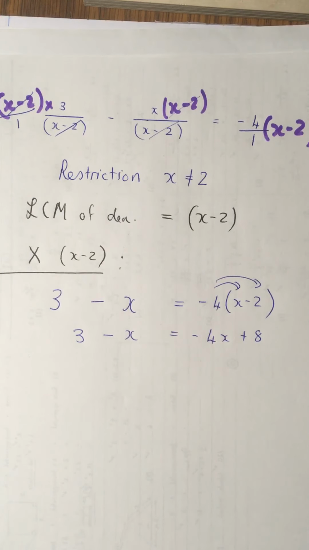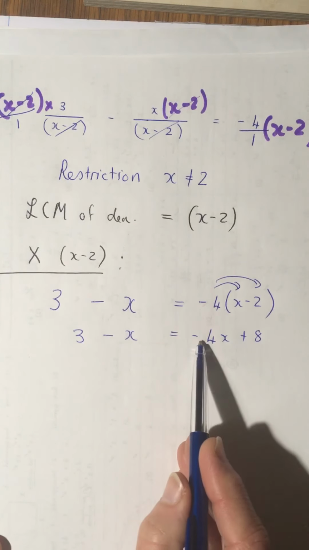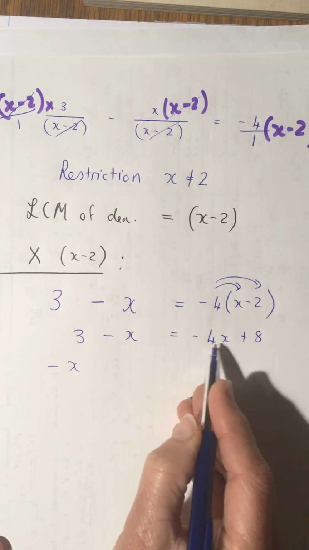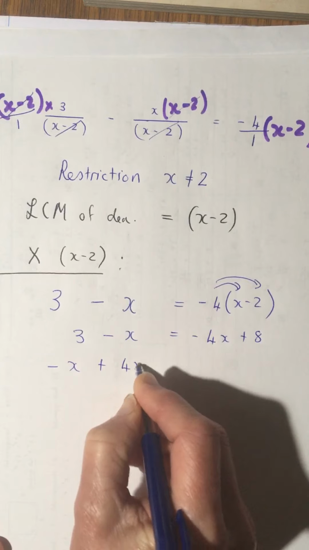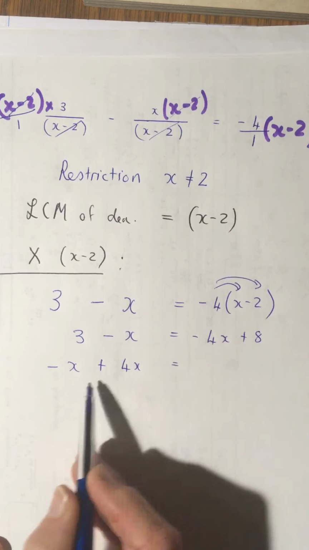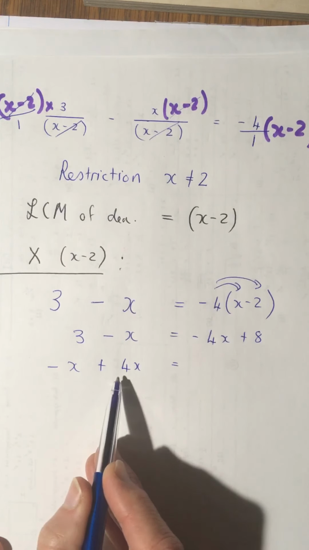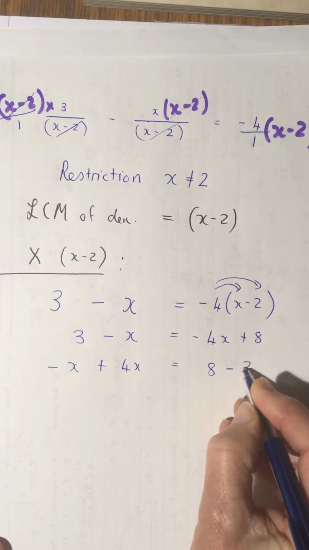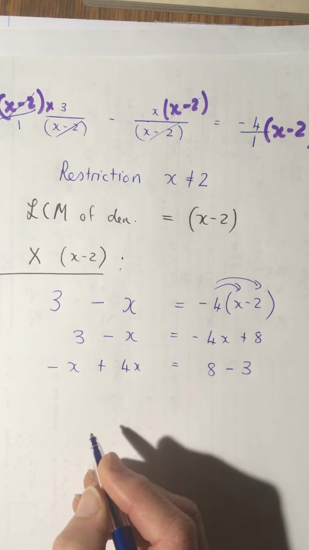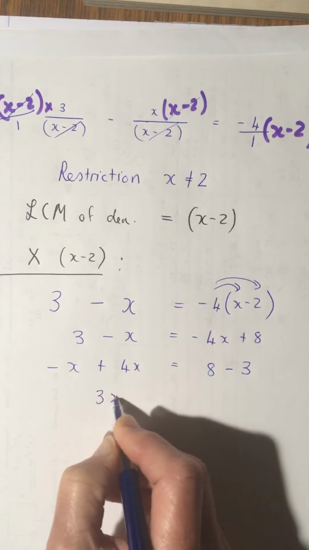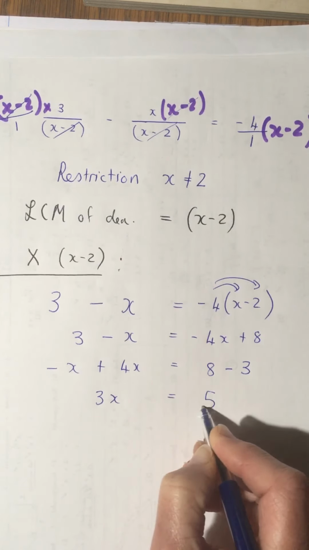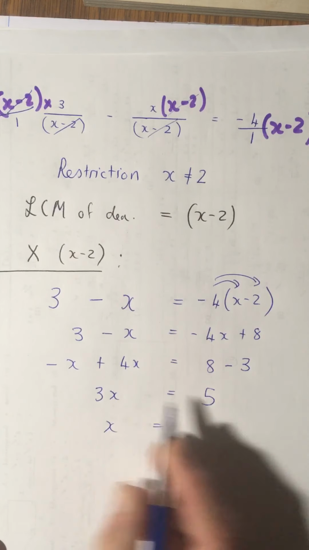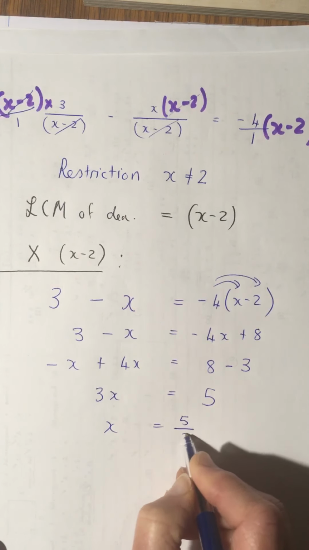All the terms with x to one side. So I have minus x, this minus 4x. I do the reverse. I put here plus 4x. And on the right-hand side, x minus 3. This gives us 3x equal to 5. And solving now for x, x is just 5 over 3.